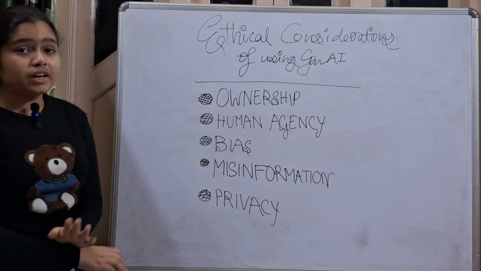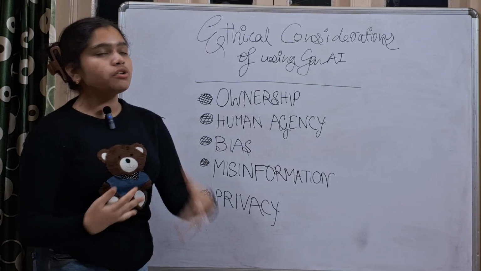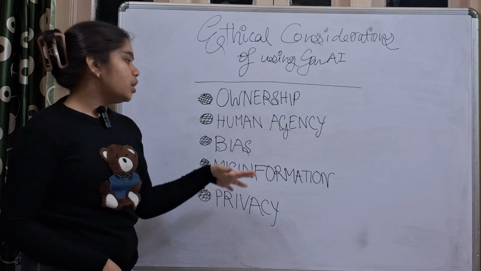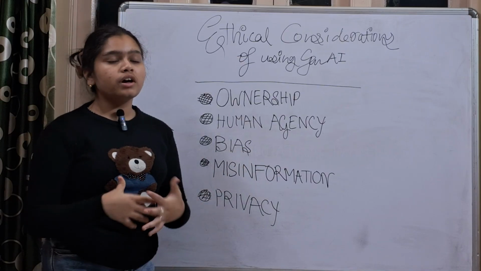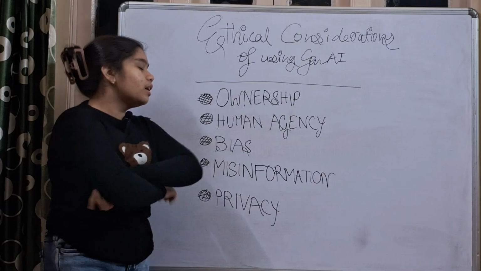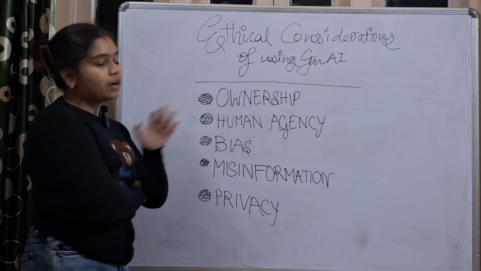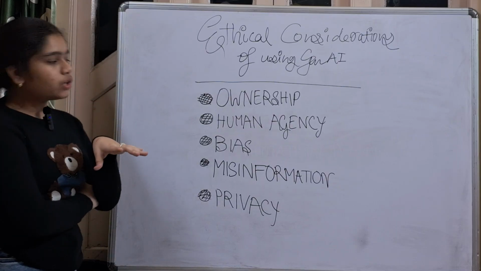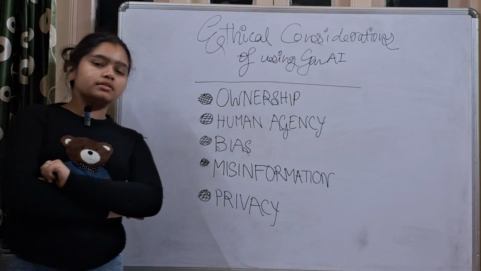Next point, bias. I already told you about bias. If the training data contains stereotypical things, unfair things, or misleading information, that will be replicated in the output that the AI model gives. Okay, there will be some patterns of unfairness that you will see. So there is a high chance of bias.